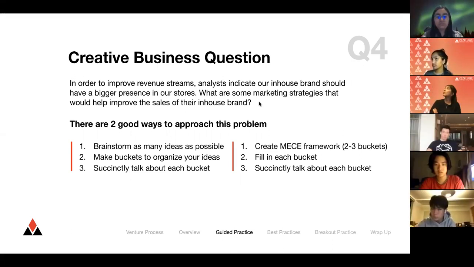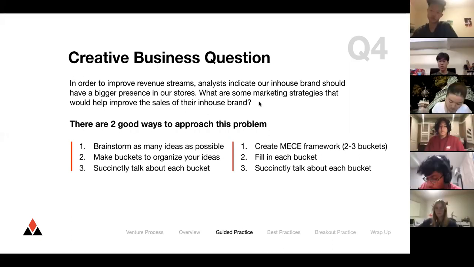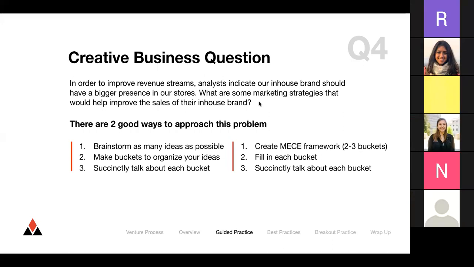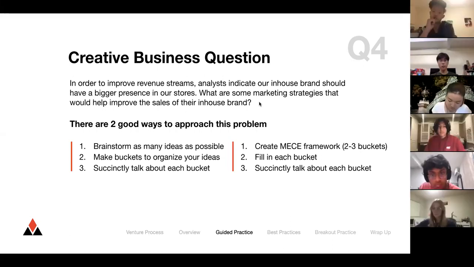So there are two good ways to approach this problem. They're equally good, in my opinion. I personally use the left-hand side approach. I know Leo usually uses the right-hand side approach. They're equal, and it's really about how you think. But at its core, it's really about thinking about how you can brainstorm a lot of different approaches to this problem and then organize them in such a way that you can actually present them effectively. As you'll see, step 3 is the same for both of them. Succinctly talk about each bucket. And really the idea is to have buckets and brainstorm ideas.